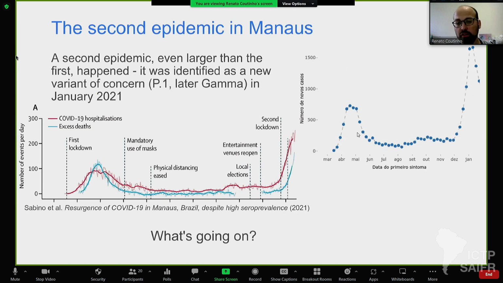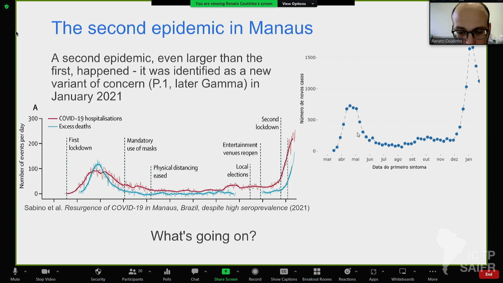And then, of course, what happened later was that there was a new epidemic in Manaus, even larger than the first. At least the peak was higher, not in total number of people, but the peak was higher. It began in December, more or less, and then went over January 2021. It was quickly identified through genomic analysis that this was a new variant of concern called P1. I will use P1 here, but this is also the gamma variant.